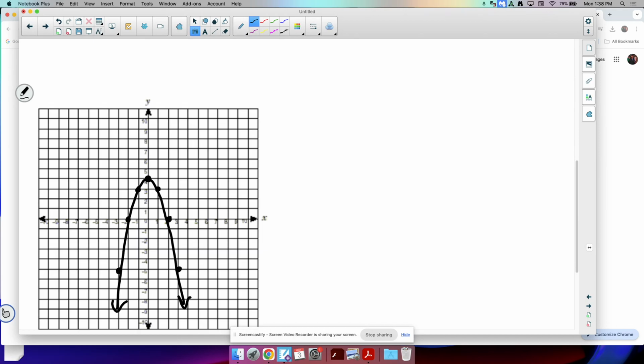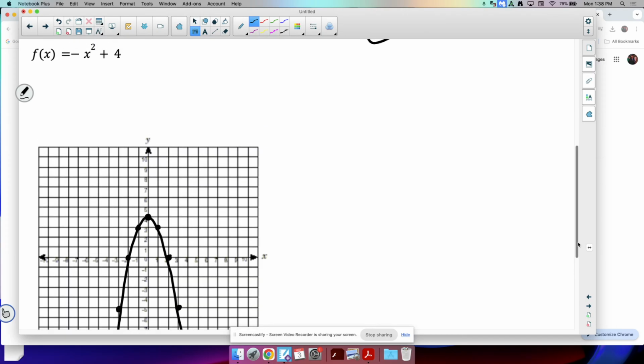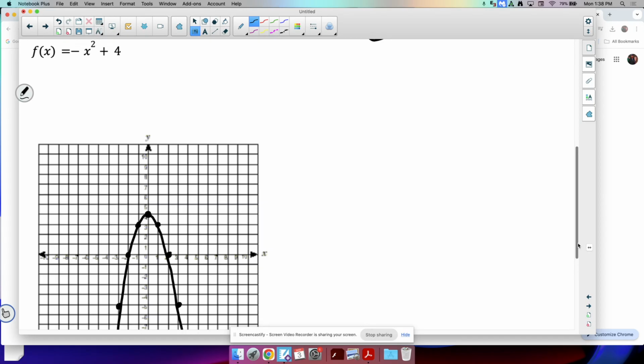Now let's find its inverse. So if we want to make things a little bit easier on ourselves, instead of calling it f of x, what should we call it? Y.